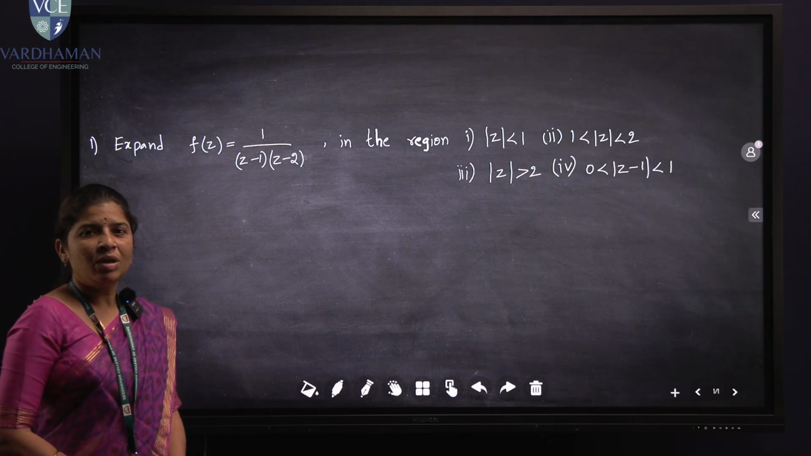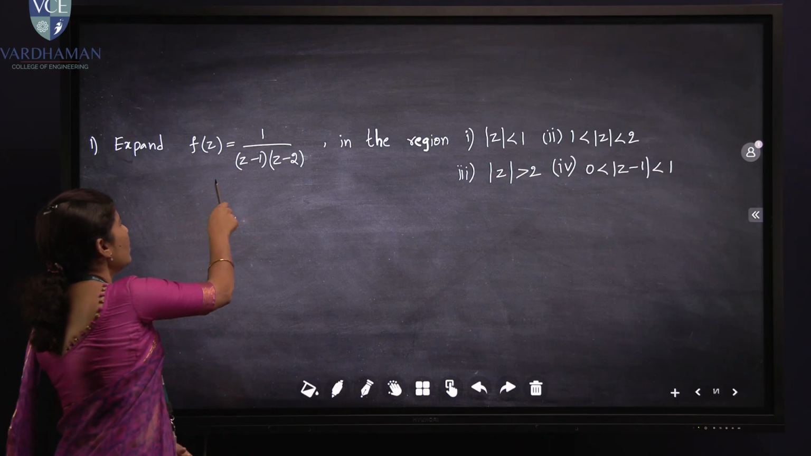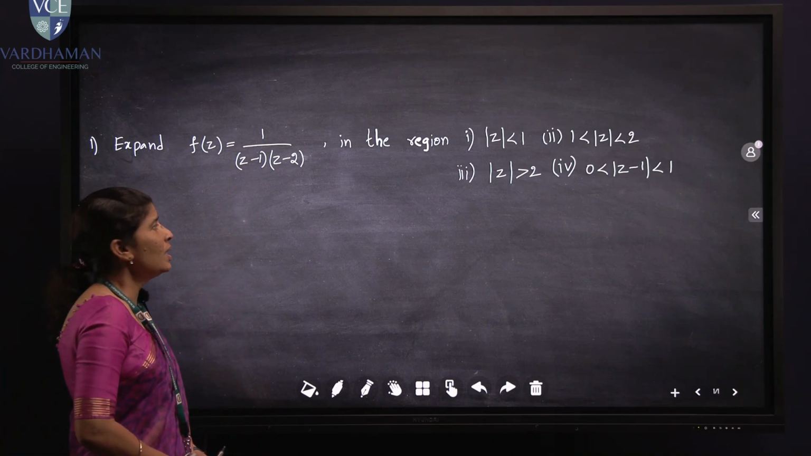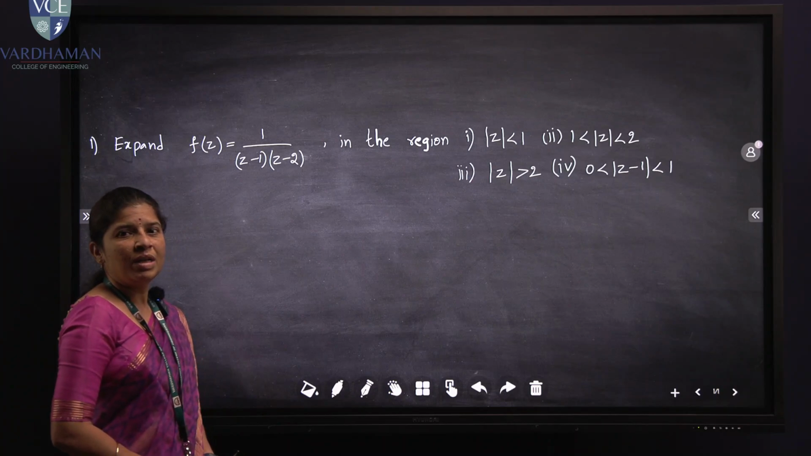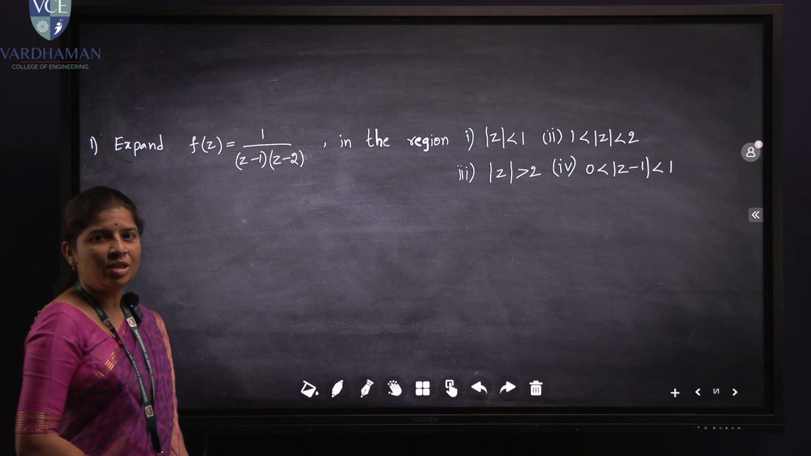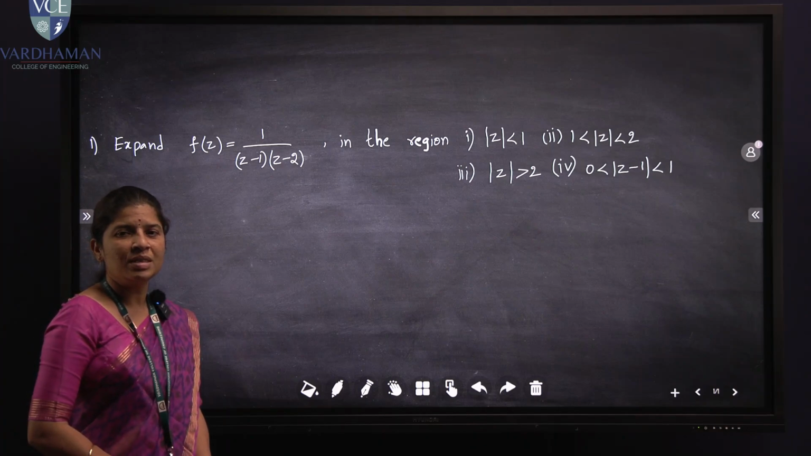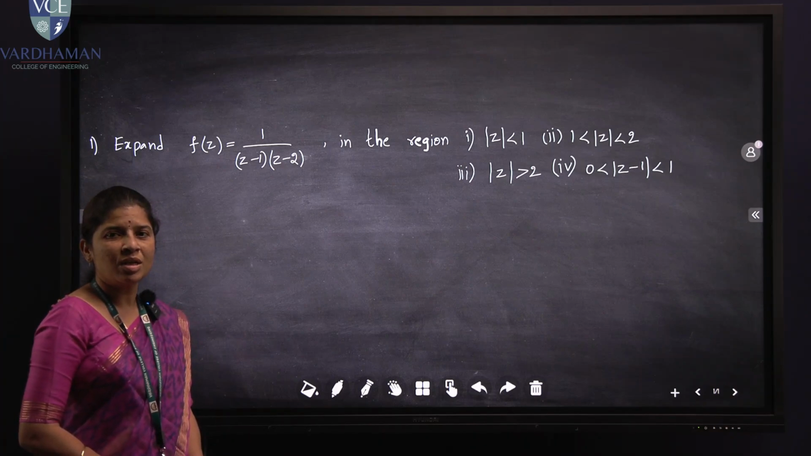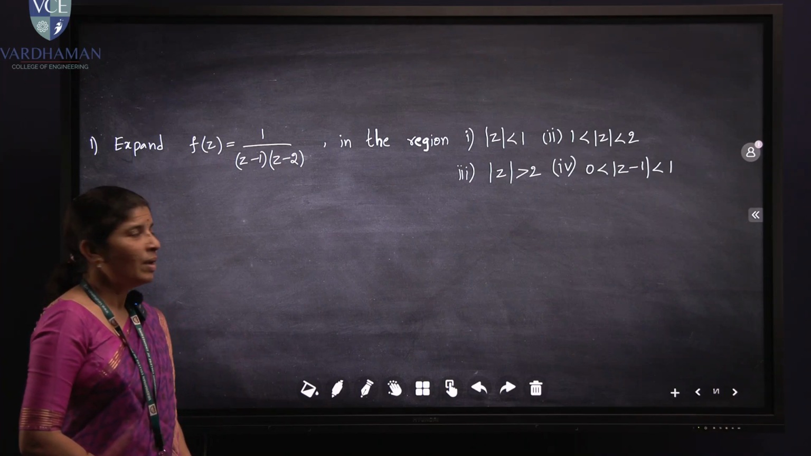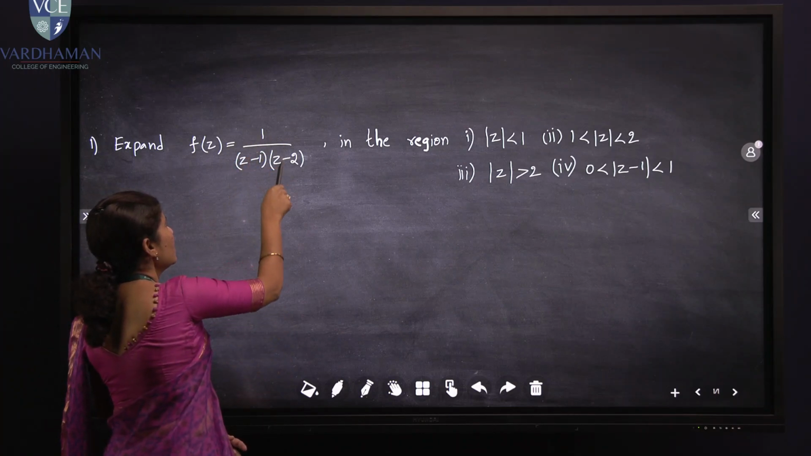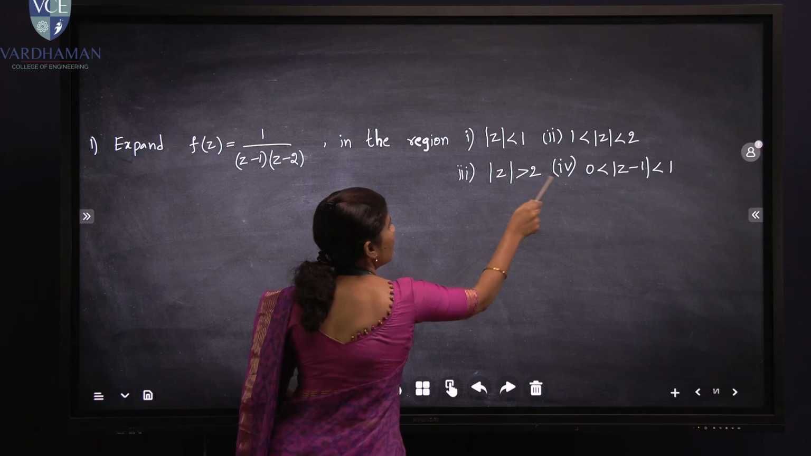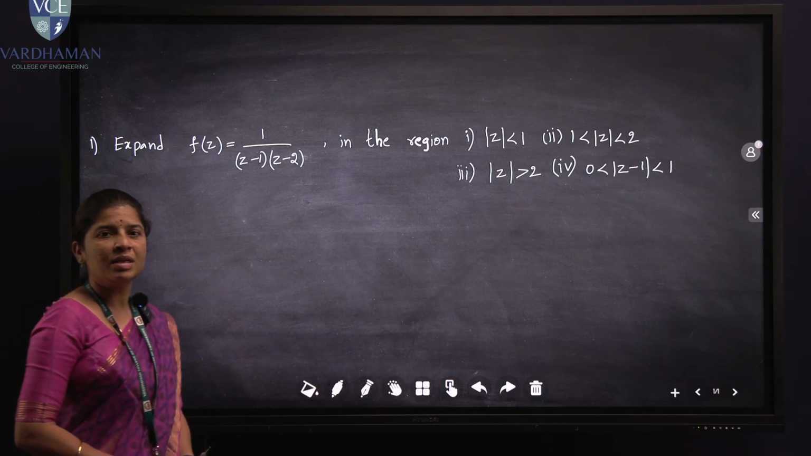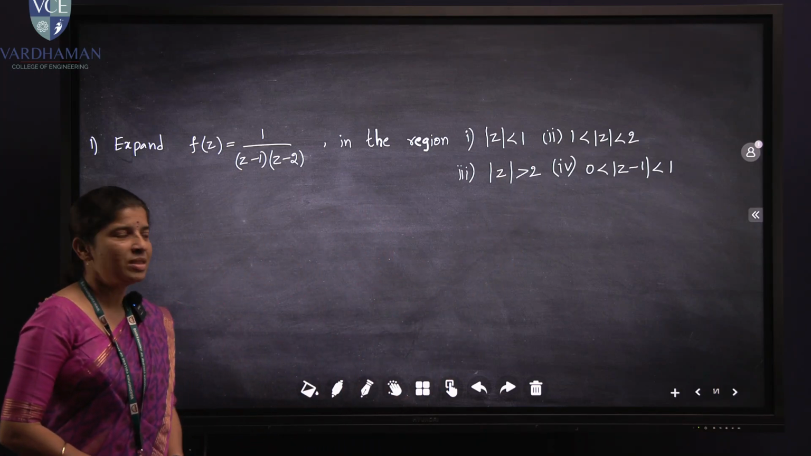Here I am taking one problem, that is, expand f of z is equal to 1 upon (z minus 1)(z minus 2) in the region modulus of z is less than 1, then 1 is less than modulus of z less than 2, the third one is modulus of z is greater than 2, and the fourth region is 0 is less than modulus of z minus 1 is less than 1. That is, I am explaining this f of z function in four different regions. Here I will explain using the Laurent series.